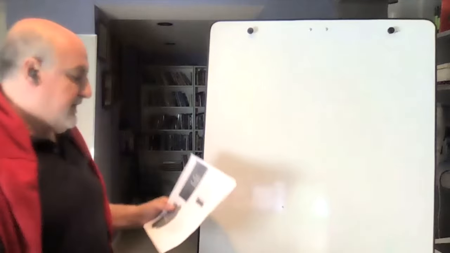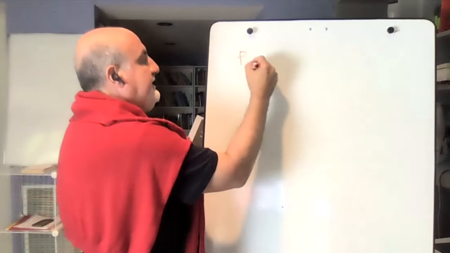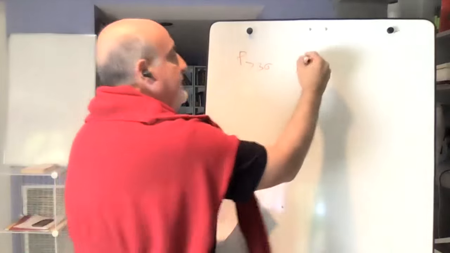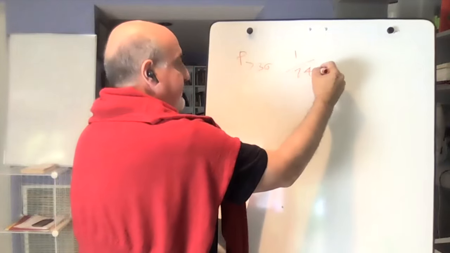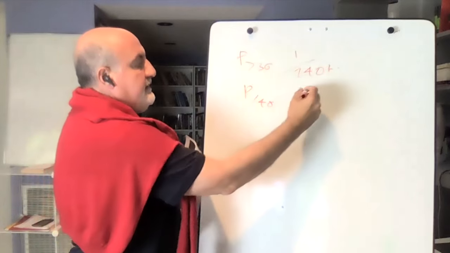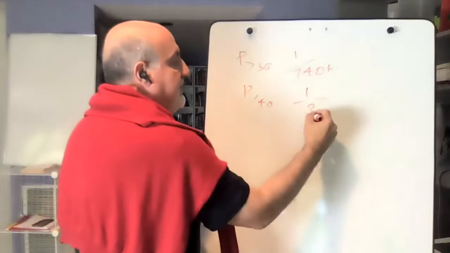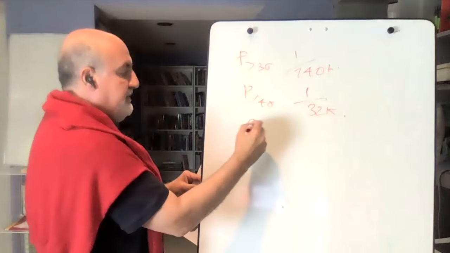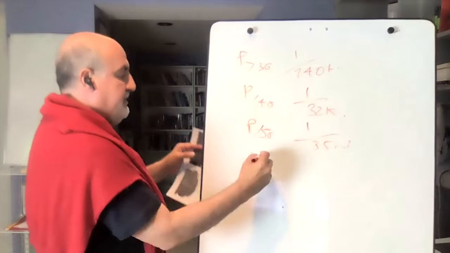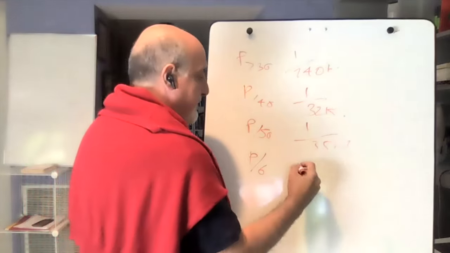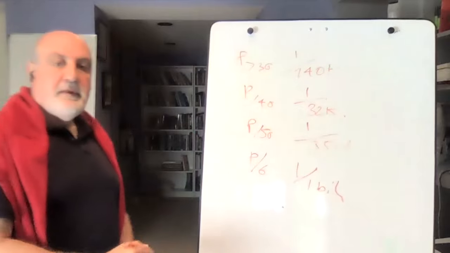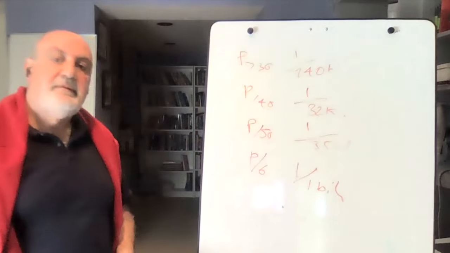Let me show you what happens with the Gaussian when you have decline. Probability of exceeding 3 sigma, 3 standard deviations, is 1 in 740 times. Probability of exceeding 4 is 1 in 32k times. Probability of exceeding 5 sigma, 1 in 3.5 million. Probability of exceeding 6 sigmas, 1 in 1 billion. What you notice is acceleration of decline.